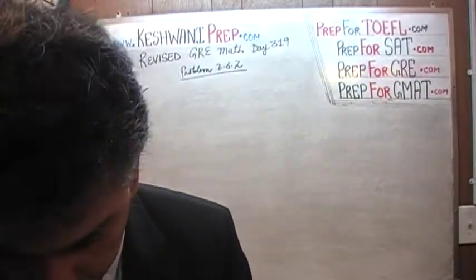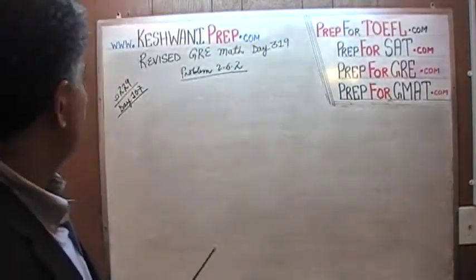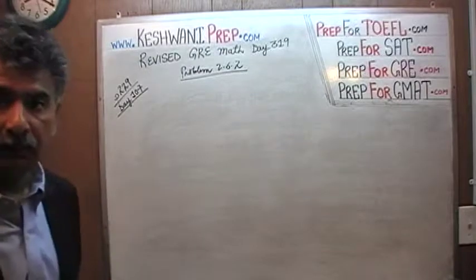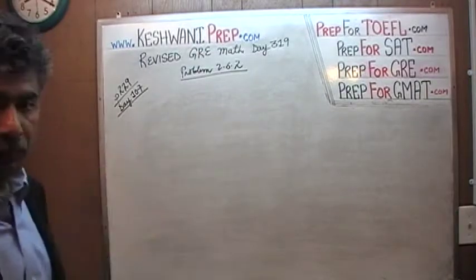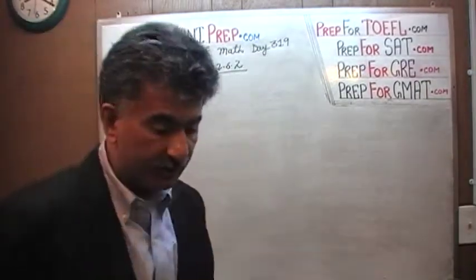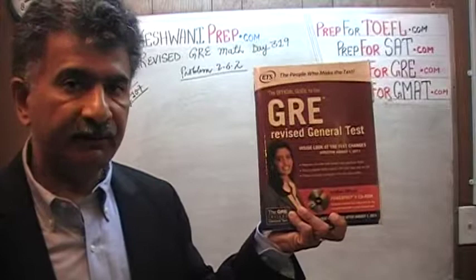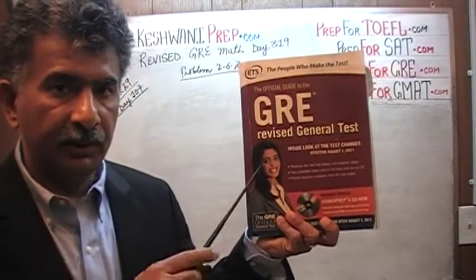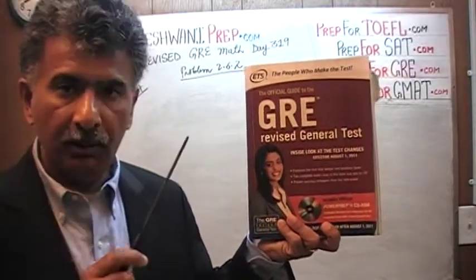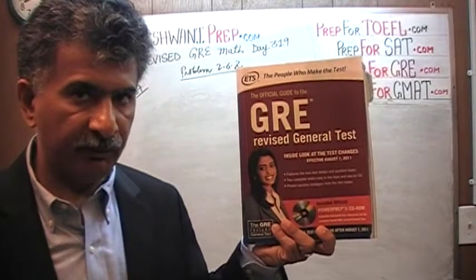The problem that we are about to solve is the one that you will find on page number 229. Please turn to it. Page number 229, and today is our lesson number 319. These problems that you see there on page number 229 are the exact same problems that appeared in the first edition of the revised GRE. We have already solved every single problem from the first edition.